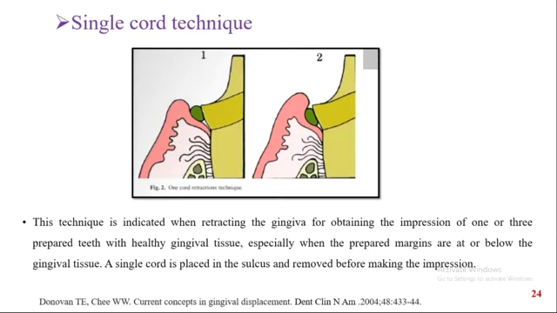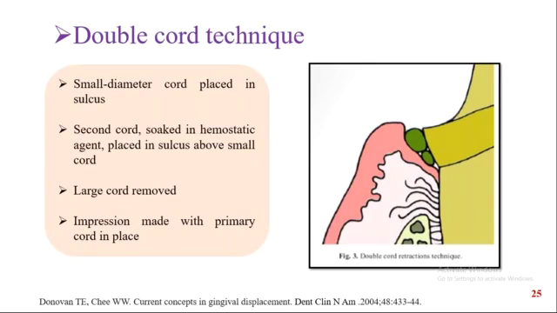Now, the disadvantage of the single cord technique is that it can lead to thin impression material margins near the placement because of the tissue relapse. Whereas coming to the double cord technique, it facilitates better recording of the margins, as it prevents the relapse of the tissue over the small retraction cord that is already in place.